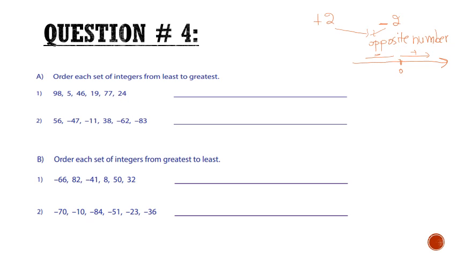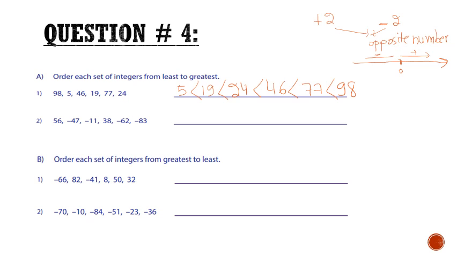Yes, Rudaina? The first one is 5. Very good. So 5 is the least number. Then? 19. Yes. And then 24. Very good. And then 46. Okay. And then 77. And the last one? 98. Excellent. Okay? So all of these are positive numbers, so I just arrange them as you know. Okay?